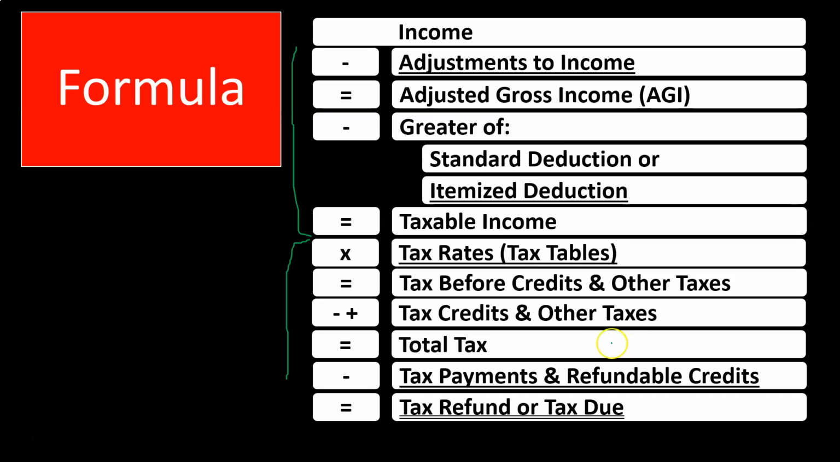That will basically be the amount that would be owed, except for the fact that we had payments. Then we subtract out the payments, and if there are any refundable credits, we'll also have them down here below. We'll talk about what a refundable credit is and what a non-refundable credit is in future presentations. And finally, we get to the tax refund or tax due at the end of the day.